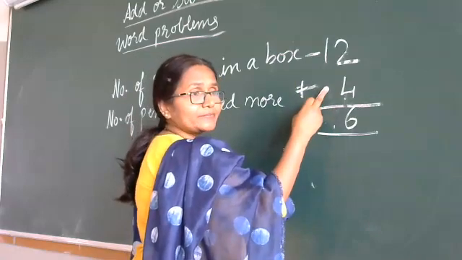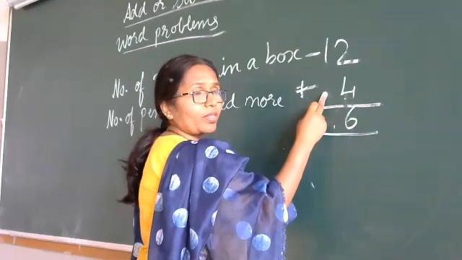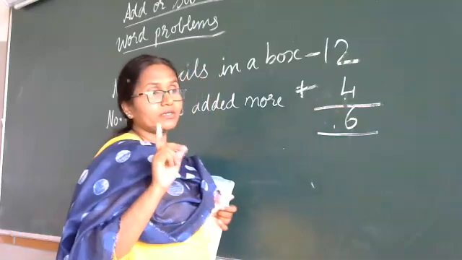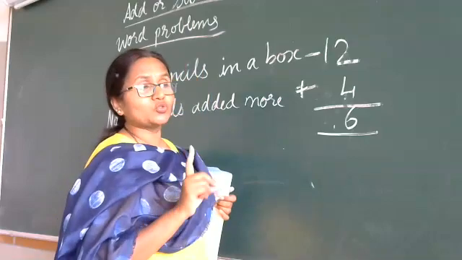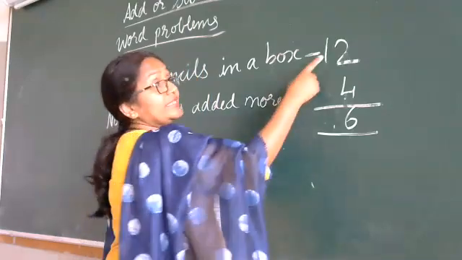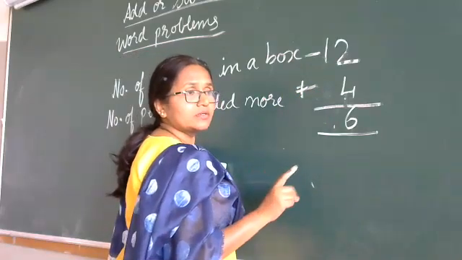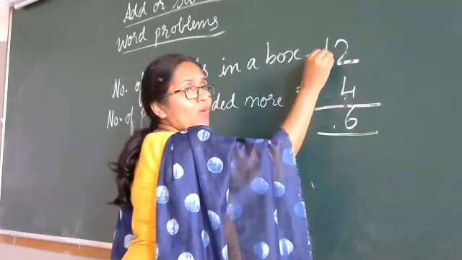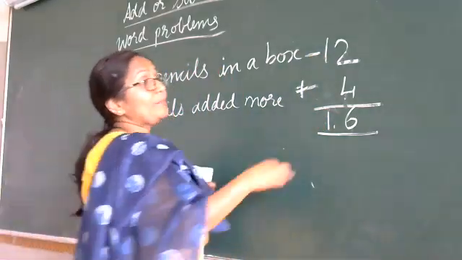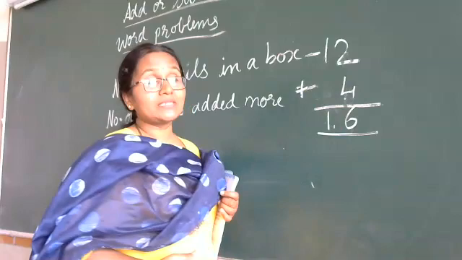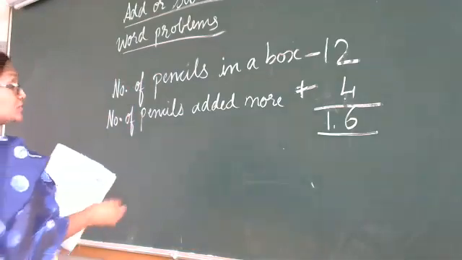Is there any number to add? I'm asking one. Whenever I ask the question, you answer the question only. Is there any number to add for 1? No. So 1 will come down as it is. So when we add 12 plus 4, it becomes 16. So how many pencils are there in the box now?